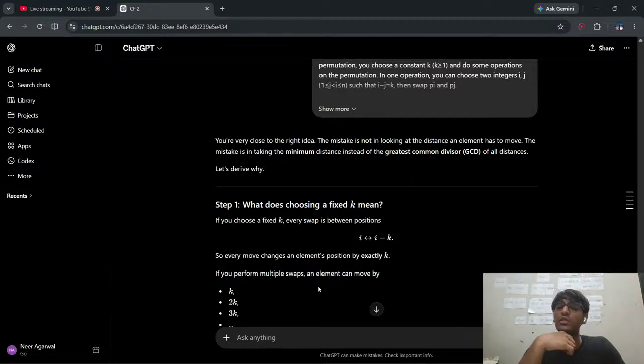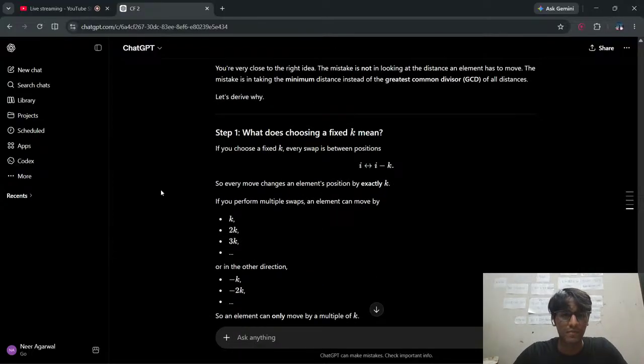So we had to take the greatest common divisor. But if you think about that, what does GCD even mean? Basically, greatest common divisor means LCM, right? We have to take LCM, and that's something I constantly misunderstand. If you choose a fixed k, every swap is between i and i minus k. So every move changes an element's position by exactly k.